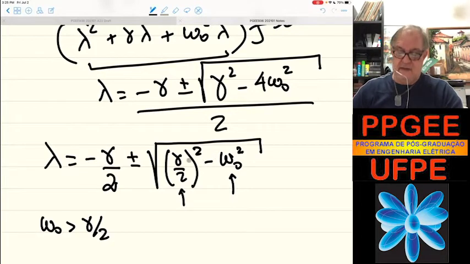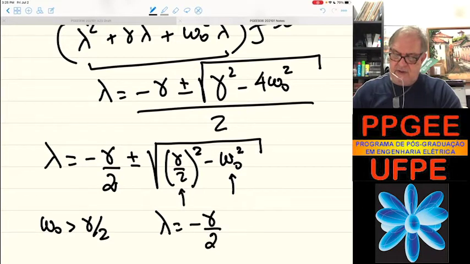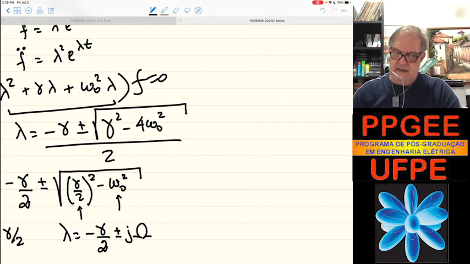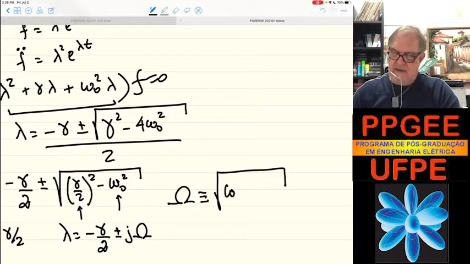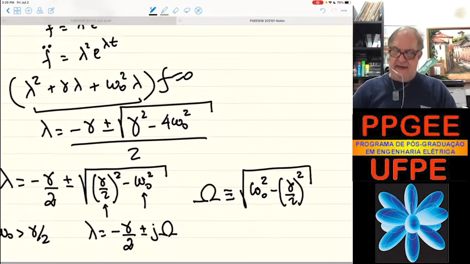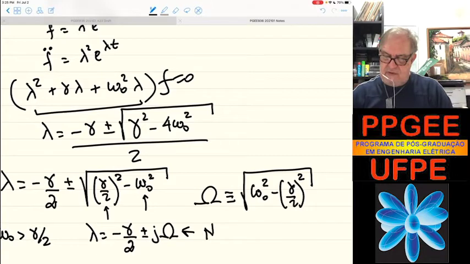Then we have a complex number coming out. So we have lambda equals minus gamma over 2, plus or minus j times a frequency omega, which is, by definition, the square root of, changing the order, omega 0 squared minus gamma over 2 squared, which is a positive number. This is called, in fact, the natural frequency.